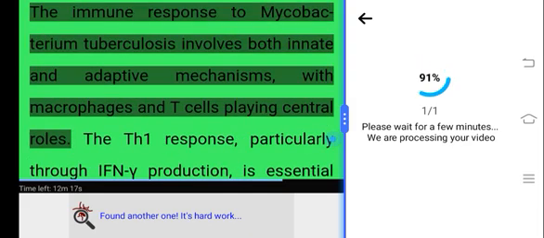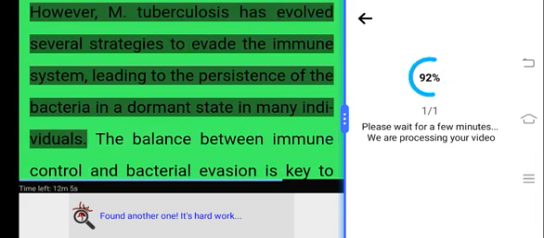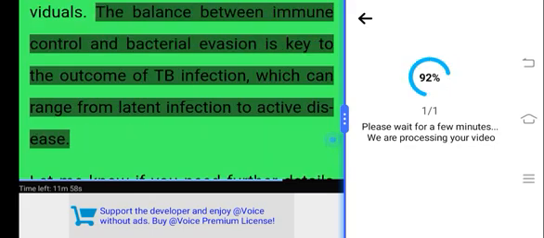Conclusion. The immune response to Mycobacterium tuberculosis involves both innate and adaptive mechanisms, with macrophages and T cells playing central roles. The Th1 response, particularly through IFN gamma production, is essential for controlling the infection and preventing the progression to active disease. However, M. tuberculosis has evolved several strategies to evade the immune system, leading to the persistence of the bacteria in a dormant state in many individuals. The balance between immune control and bacterial evasion is key to the outcome of TB infection, which can range from latent infection to active disease.